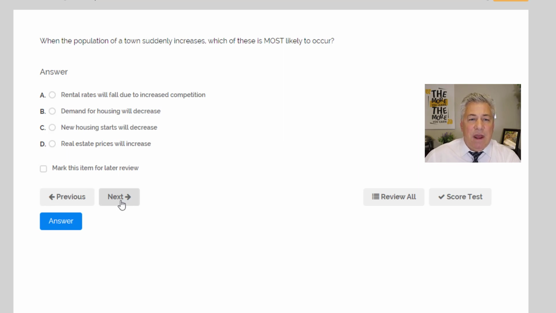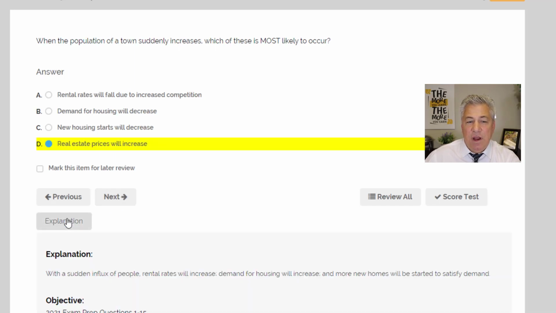When the population of a town suddenly increases, which of these is most likely to occur? And your answers are: A, rental rates will fall due to increased competition; B, demand for housing will decrease; C, new housing starts will decrease; or D, real estate prices will increase. And your answer is D, real estate prices will increase.